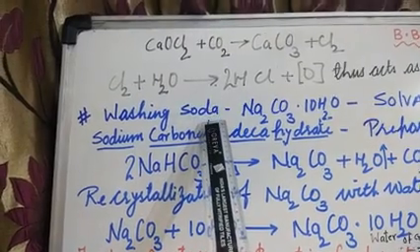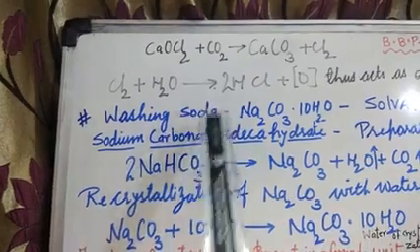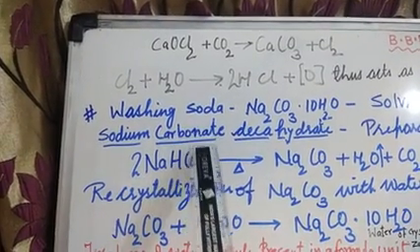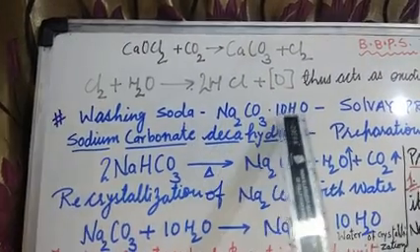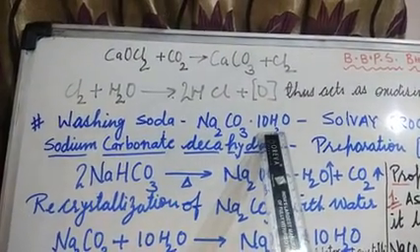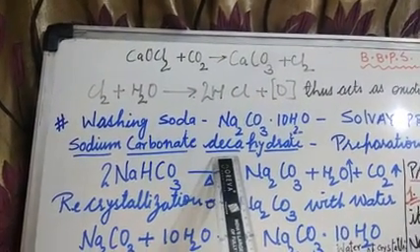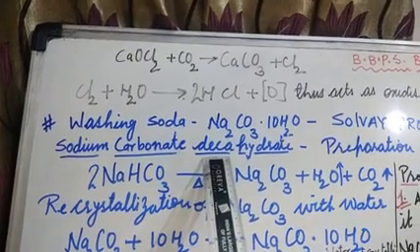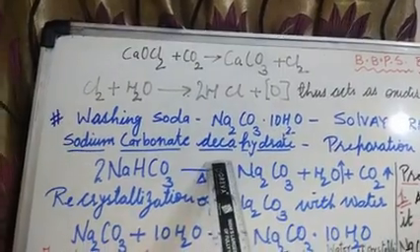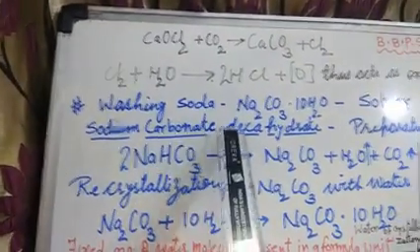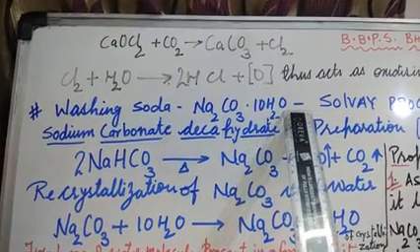Washing soda is a common name. What is its chemical name then? I am again and again telling you that you have to learn the common name as well as the chemical name. So, the chemical name is sodium carbonate. 10 is deca. What word do we use for 10? Deca. Like for 5 we use penta, 6 hexa, hepta, octa, nona, and 10 is deca. So sodium carbonate decahydrate. Okay, the hydrate word is for water.